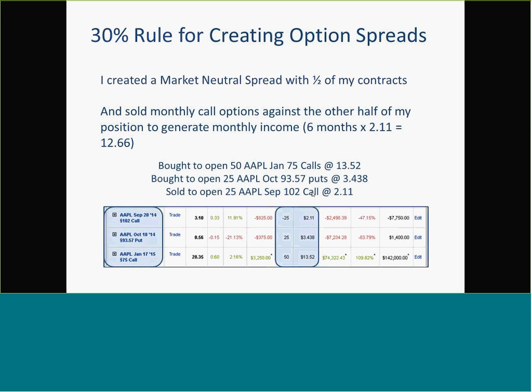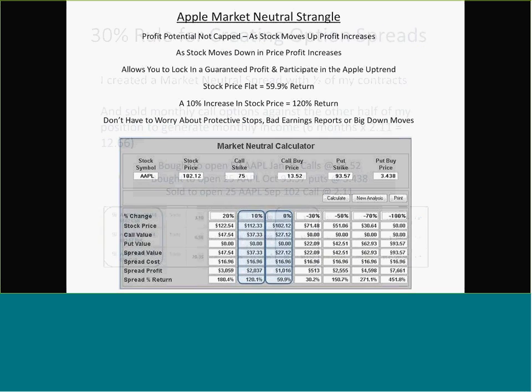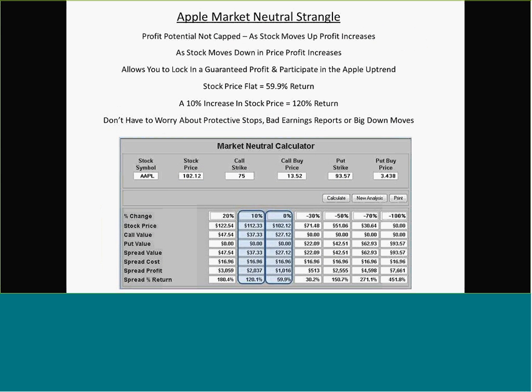Okay, let's look at the profit potential on this market neutral trade, and again we use an option calculator that will calculate the profit potential for this trade, assuming various price changes in Apple stock at option expiration. In this example, from a 20% increase in the stock price to a 100% decrease. Of course, we don't expect it to decline that much, but I just wanted to demonstrate how these market neutral spreads work.